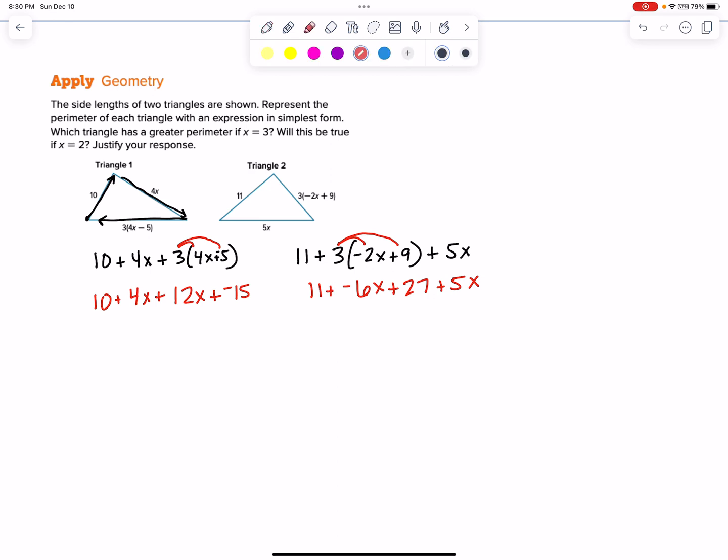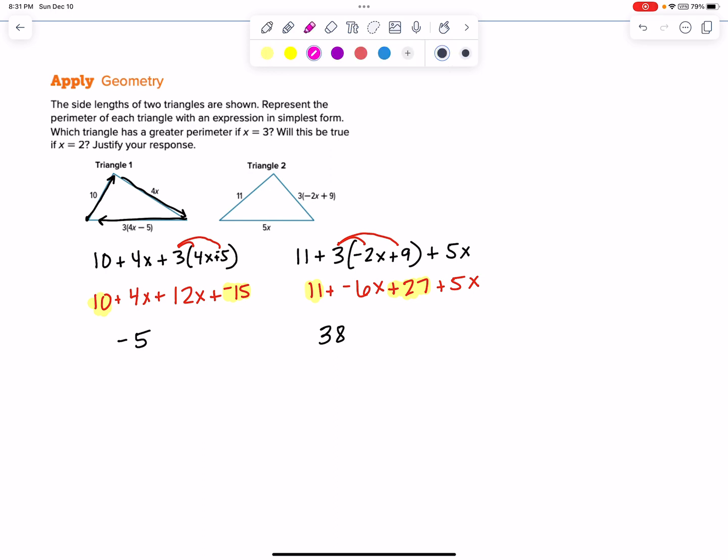Okay, now it's time to combine like terms. So I have my constants here. There's my constant there, my constant there. Always include the symbol in front. I like to write them as I go so I don't get lost. So I have a negative 15 and a 10, which puts me at a negative 5. I have a 27 and 11, so 27, 37, 38.